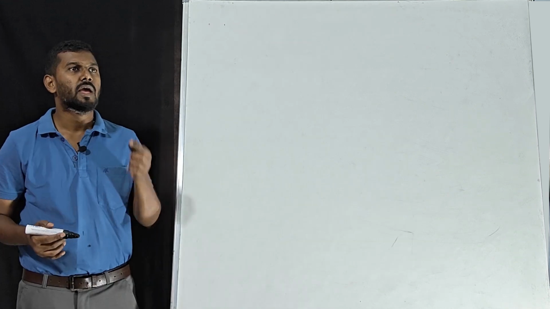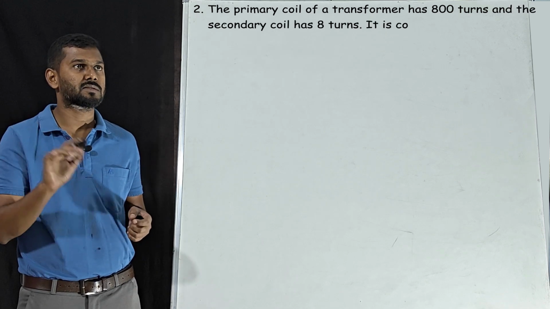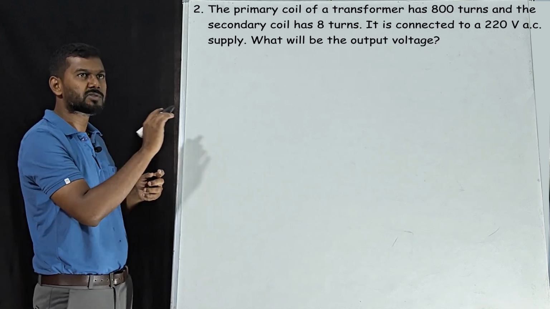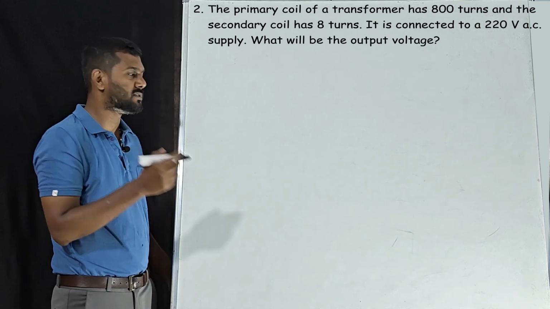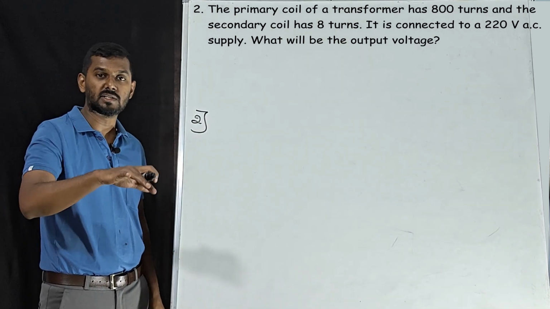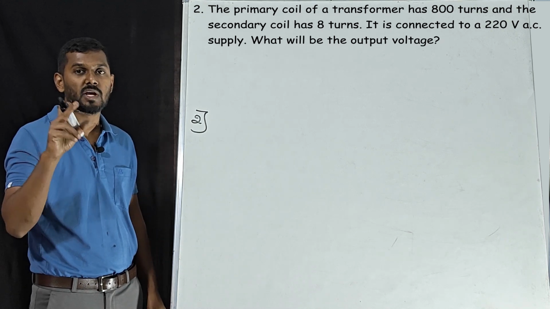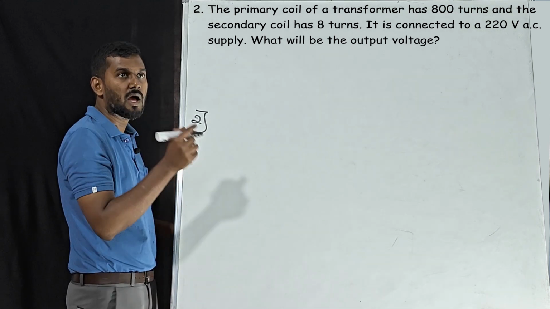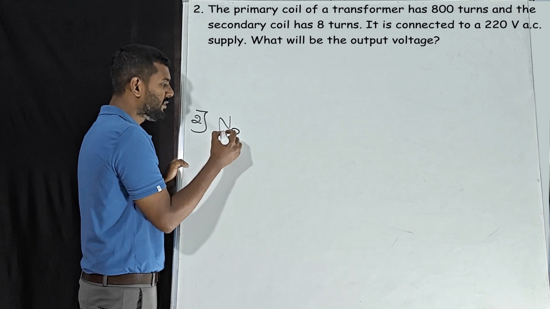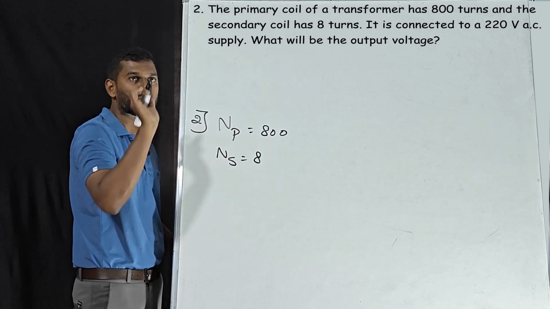That's it. Our next question: a primary coil of a transformer has 800 turns and the secondary coil has 8 turns. It is connected to a 220 volt AC supply. What will be the output voltage? First we'll write the given data. When it comes to transformers, and not only transformers but all electromagnetism videos, the symbols we are going to use are very important. The primary turns are 800. This is the symbol for turns. For primary we'll use NP. NP is equal to 800 and NS is equal to 8 according to the question.